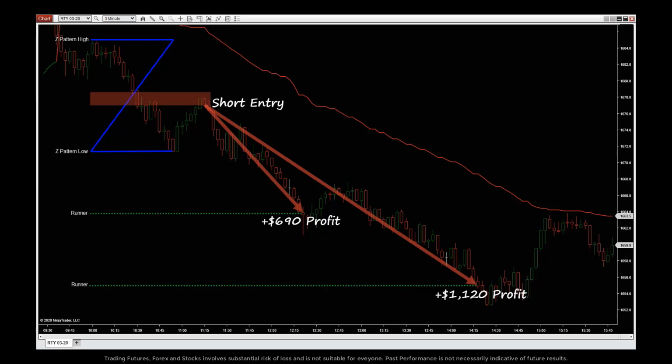Now you're probably already starting to see how easy trading any E-mini with the E-mini visualizer will be for you, right? Because you'll use the exact same Z pattern setups and low risk stops on any time frame. And here's where it gets even better.